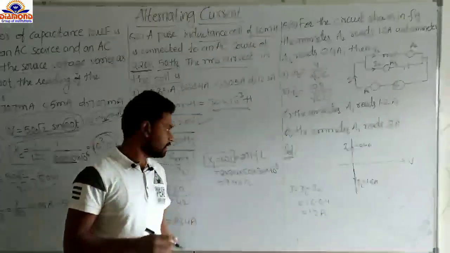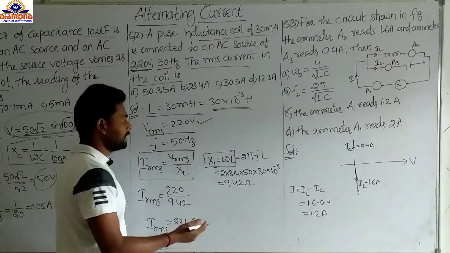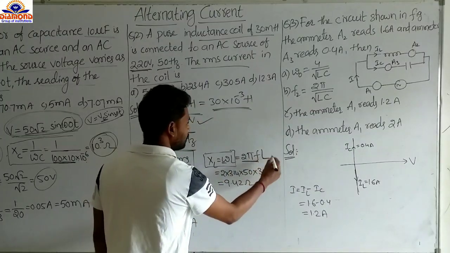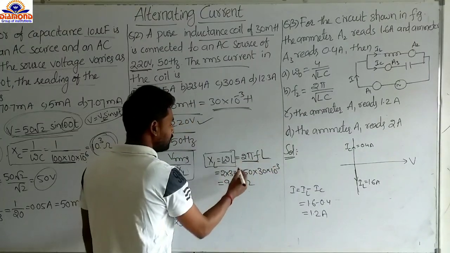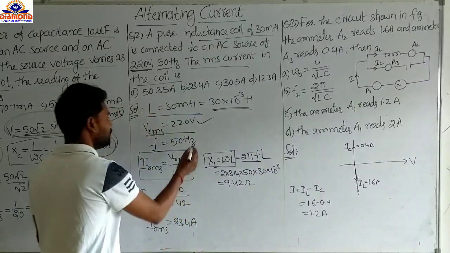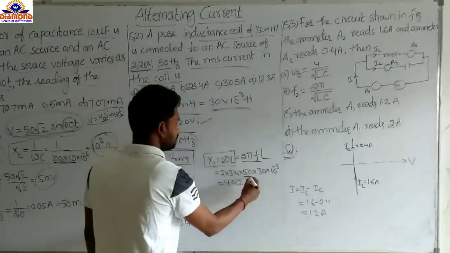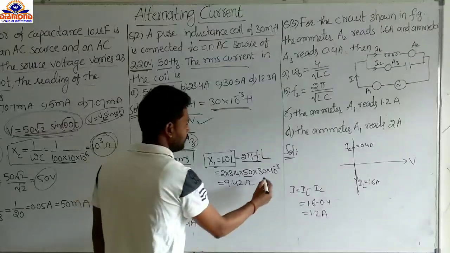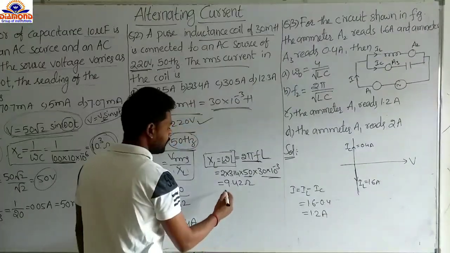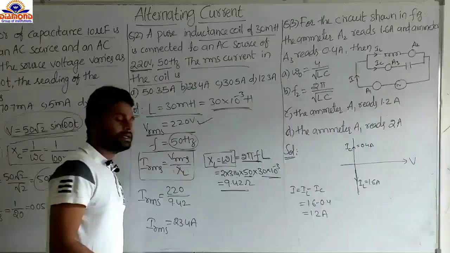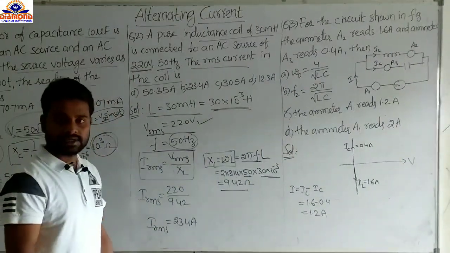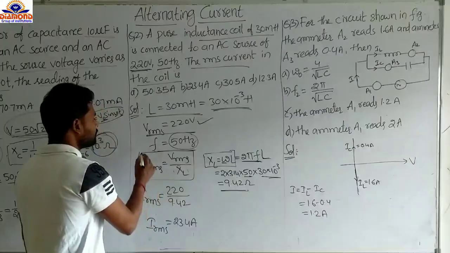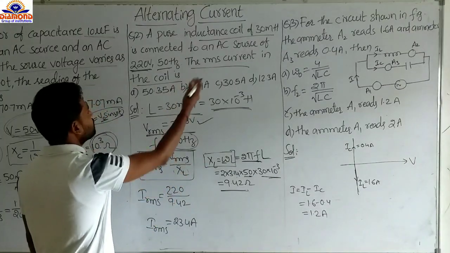Omega means angular frequency. We know already omega equal to 2 pi f. L is nothing but L only. So 2 into pi value 3.14, frequency they given already 50 Hz. L value they given is 30 millihenry, so 30 into 10 power minus 3. Simplify it, we will get 9.42 ohm. Already I said the unit of capacitive reactance or inductive reactance is ohm only. So XL we got.